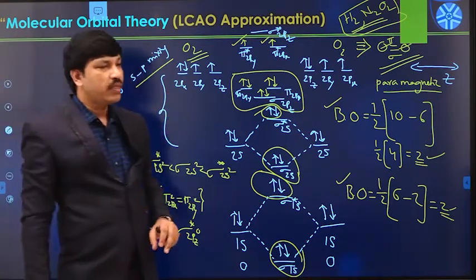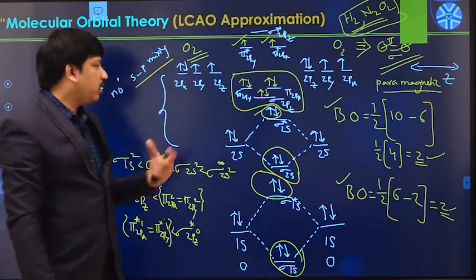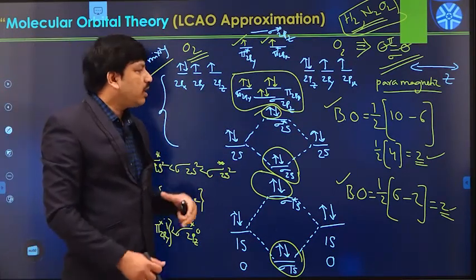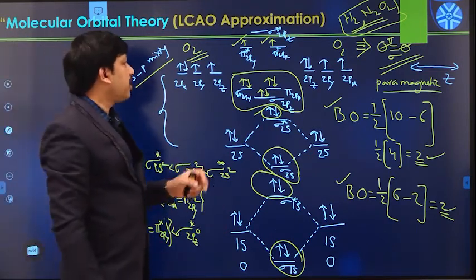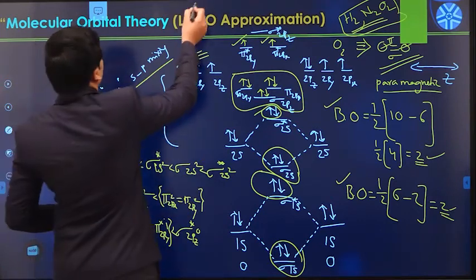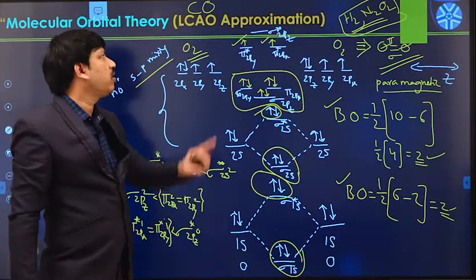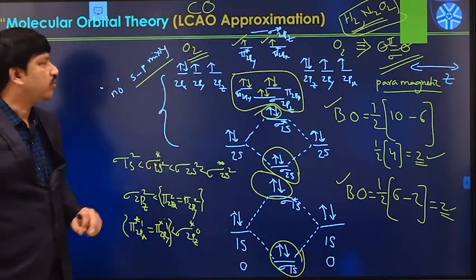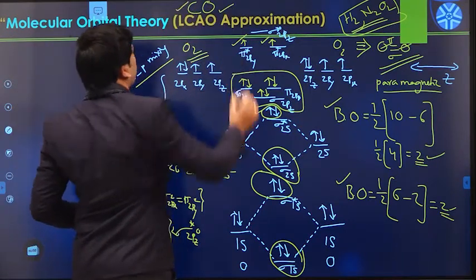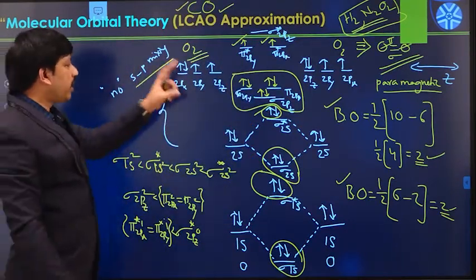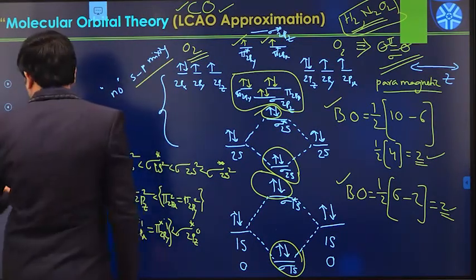Now let us see an example of a heterodiatomic molecule, and in that case how to construct the MO energy level diagram. In our syllabus we have one such molecule, the CO molecule. So how is this CO molecule formed? What is the MO energy level diagram of this CO molecule? This is a heterodiatomic molecule because we have carbon as well as another atom, oxygen. Now let us see the MO energy level diagram in the case of the CO molecule.